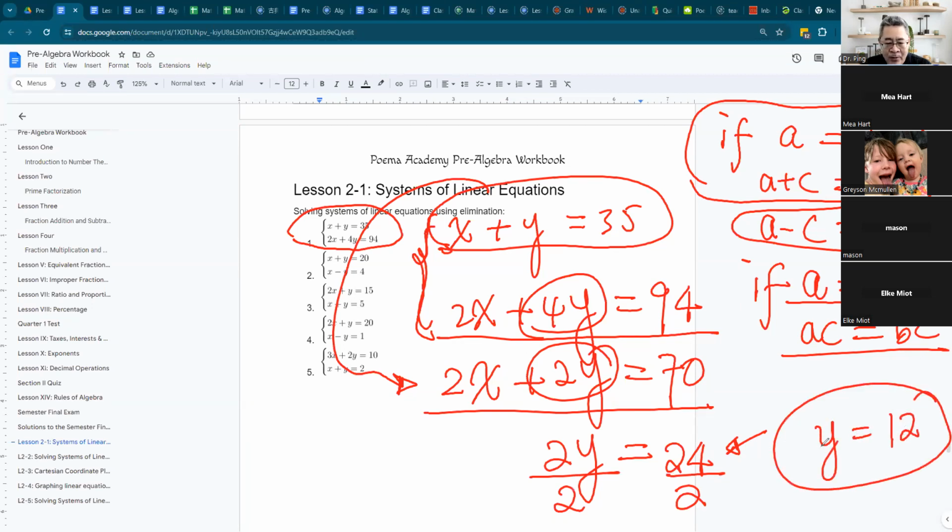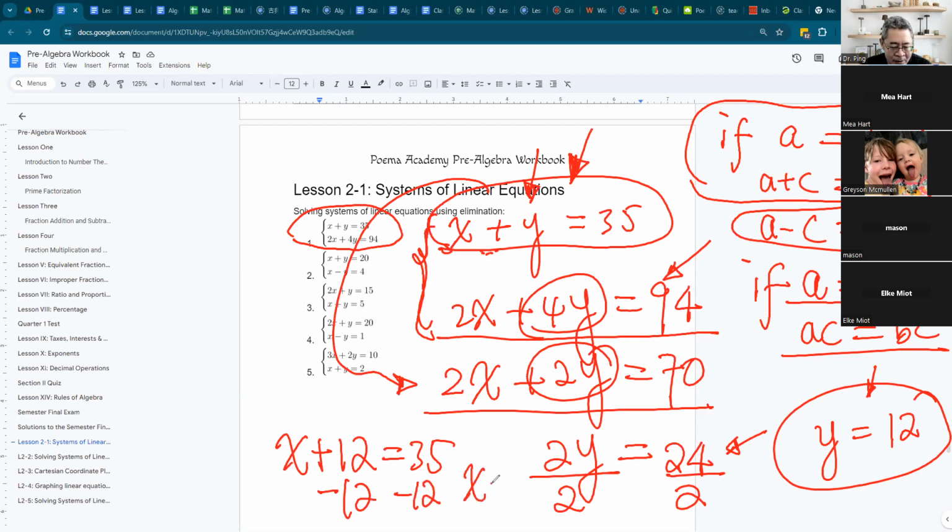Now we got 12, then we have to go back. Either go to this original equation or that one. This one is a lot easier, so we're going to use that. So then we substitute the y value. Now we know the y value, plug that in here. So we got x plus 12 equals 35. And that, again, is a linear equation, very simple: minus 12 on both sides. Then our x is equal to 23. So now we solved for both x and y.